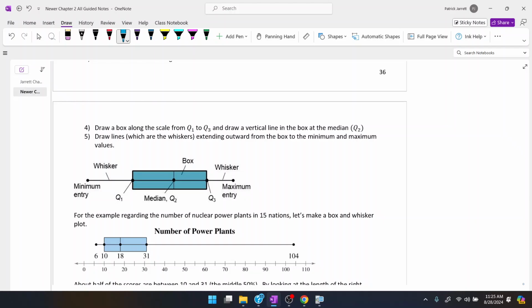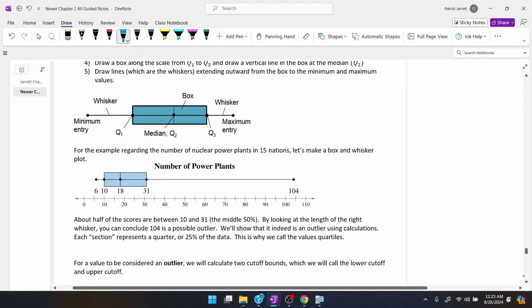Now, each of these sections, there are, as you can see, 1, 2, 3, and 4 sections. Even though there seems to be a high amount of spread, and we are going to verify that, in fact, that 104 is an outlier. That 104 will be an outlier. But basically, what happens here is half of the scores are between 10 and 31. Each section represents a quarter or 25% of the data. That's why we call them quartiles.